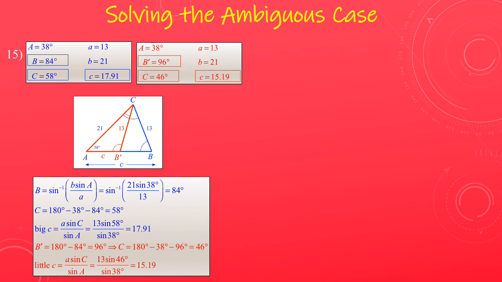So in the red triangle, we found that B prime equals 96 degrees, C equals 46 degrees, and little c is equal to 15.19. Since B prime is the largest angle, then it is opposite the largest side of 21. The smallest angle is A, which is 38 degrees, and that is opposite the smallest side, a of 13. If you draw your picture somewhat to scale, then a good check is to look at the picture to make sure that your answers make sense for both triangles.